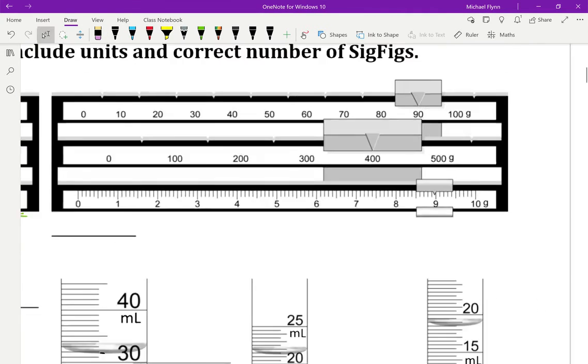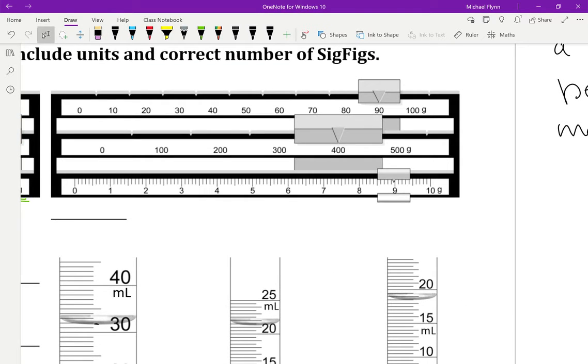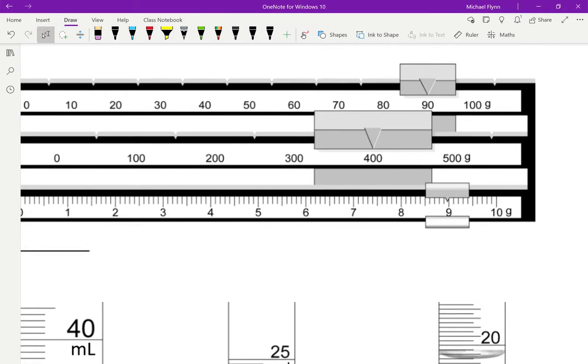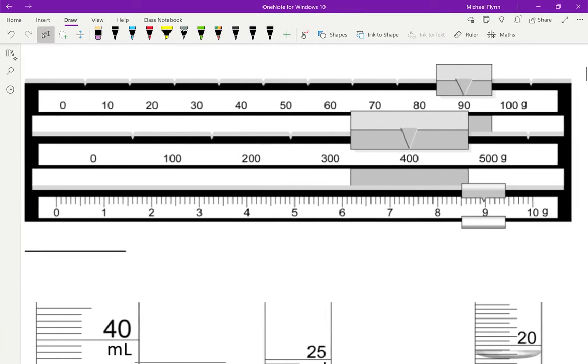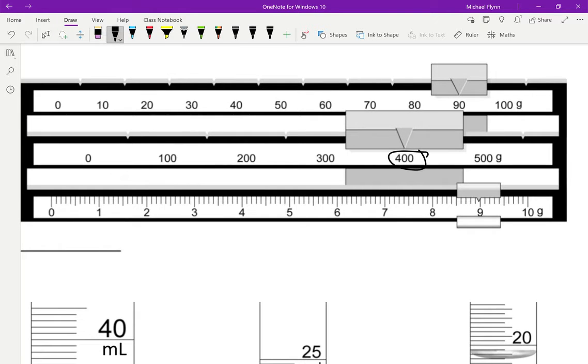All right, so now right next to it, we've got another one that's virtually the same thing, right? And so here, again, you read the first digit here, 400.